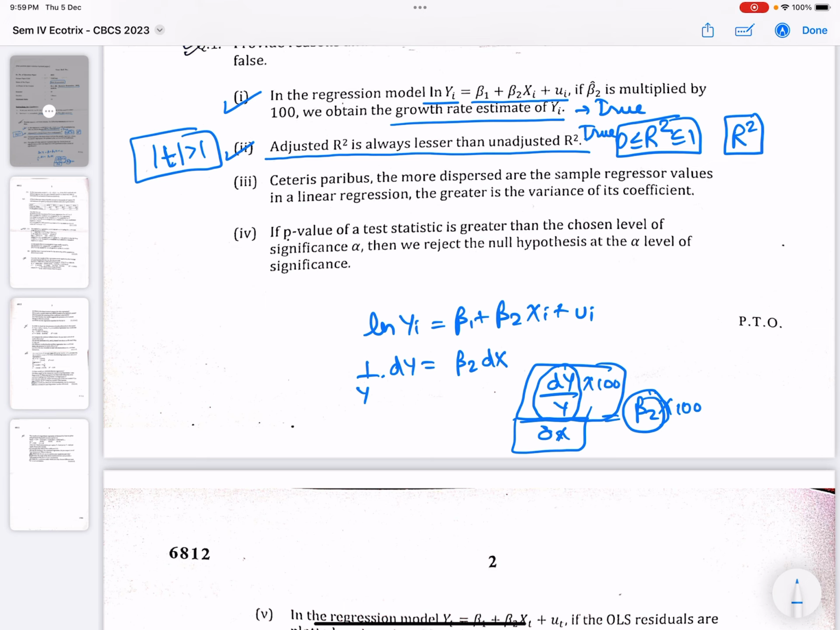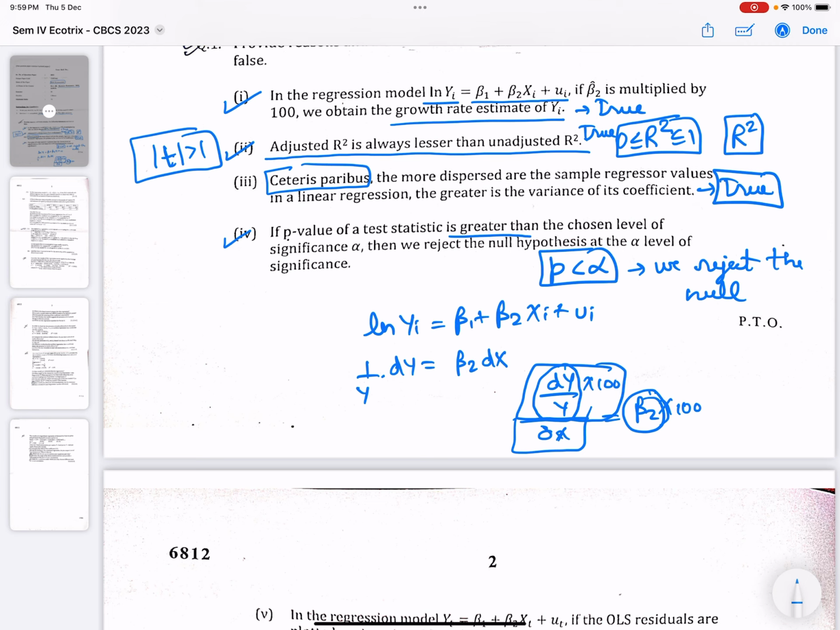Now looking at the third statement: ceteris paribus, like keeping other factors constant, the more dispersed the sample regressor values in a linear regression, the greater is the variance of its coefficient. So we know this statement is also true. Now looking at the fourth statement: if the p value of a test statistic is greater than the chosen level of significance alpha, then we reject the null hypothesis at the alpha level of significance. We know when p value is less than alpha, we reject the null. But in this case, it is mentioned that p value is greater, so this statement is false.